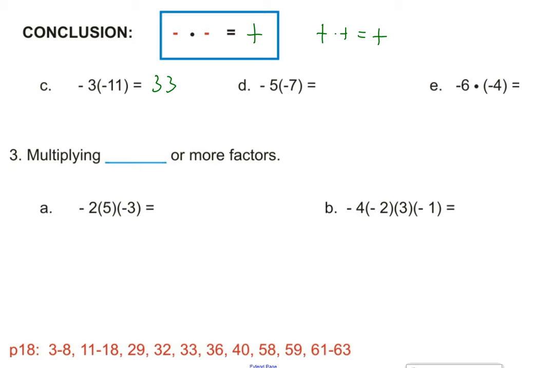So D, don't say it yet. Take a look. And the answer to D is going to be 35. Come on, I need everybody participating. Again, in class, you got to be thinking. You're not thinking, you're not learning.